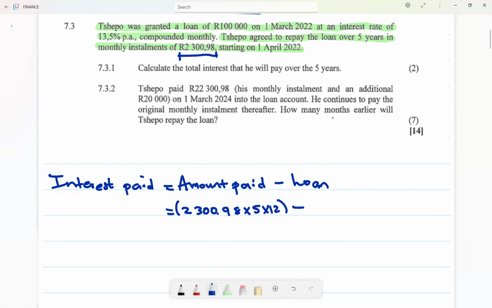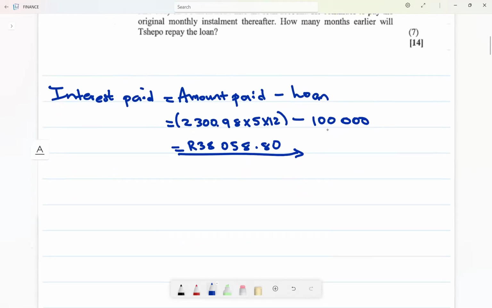Then minus the loan, my loan amount, it is something like 100,000 thereof. And then you get something like, let me quickly confirm that, 233.98 times 60 minus 100,000. And then we get 38,058.80. So this is the interest paid. Remember, when you take a loan of 100,000, you are not expected to pay exactly that 100,000. You're supposed to pay more.